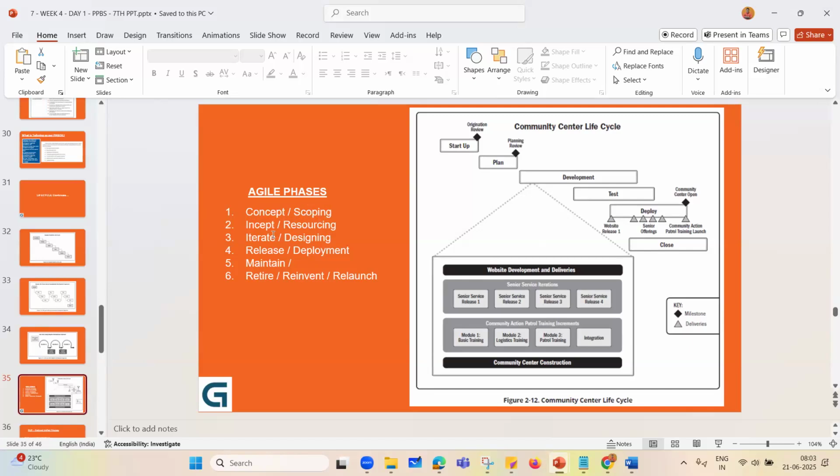What do we mean by this? Scoping means we define the scope, right? Now, when the decision has been taken, let's incept. Incept means you are just starting, and then you get into resourcing. Resourcing means all the living and non-living resources will be defined and allocated wherever necessary to initiate the project. And then design happens. The third phase is called iterate or iteration, where all the designing part will be taken care of, and of course testing is an integral part of this phase.